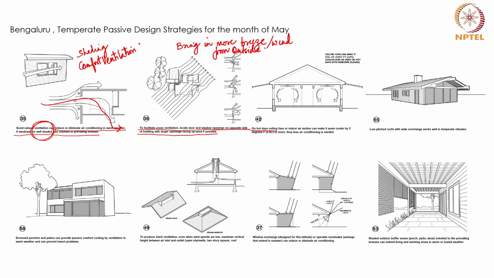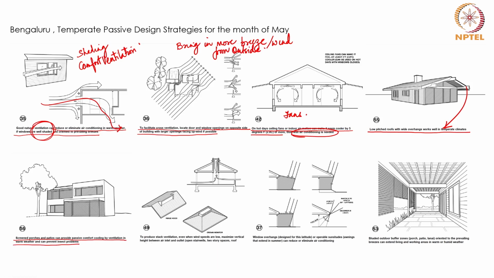On hot days, ceiling fans or indoor air motion can make it seem cooler by 2.8 degrees centigrade or more. Thus, it will reduce the load on air conditioning. So, fans will enhance evaporative cooling. Low pitched roofs with wide overhangs will work very well in this climate type. Then screened porches and patios can provide passive comfort cooling by ventilation in warm weather and can prevent insect problems.